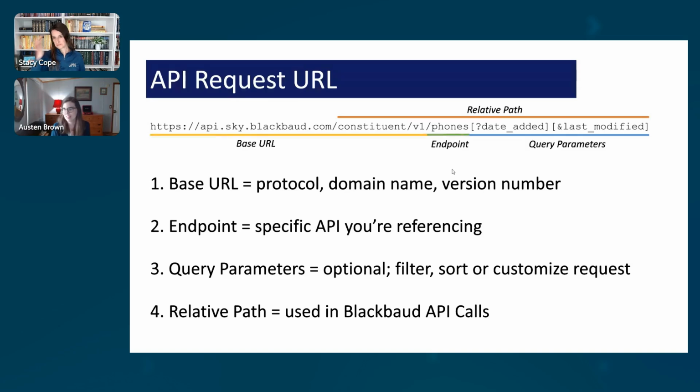And the final piece is the orange line, which represents Blackbaud's relative path. This will come into play when we go create an HTTP call within Power Automate. This is what the connector with Sky add-ins will need in order to proceed.